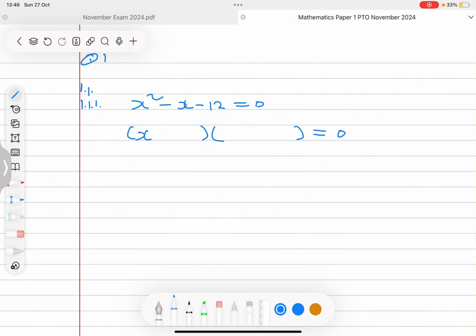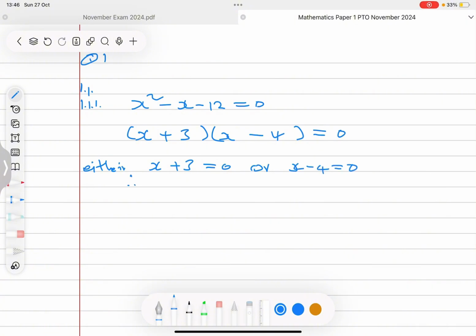We'll have x and x here. Then we'll have a 3 here. We know it's positive. Then we have a negative 4. Then at this stage, we'll say either this factor here is equal to 0 or that factor is equal to 0. x plus 3 is equal to 0, or x minus 4 is equal to 0.